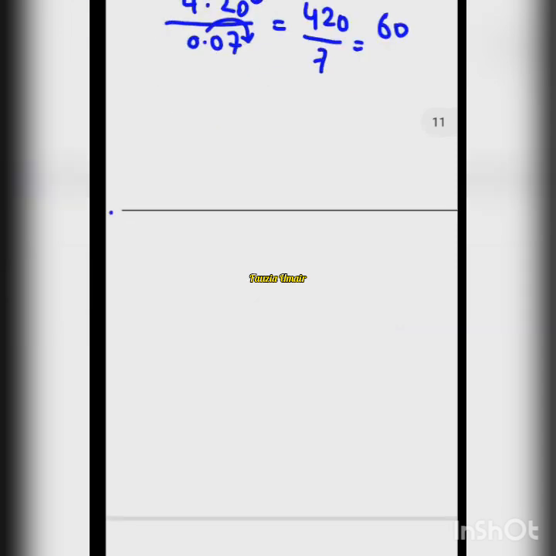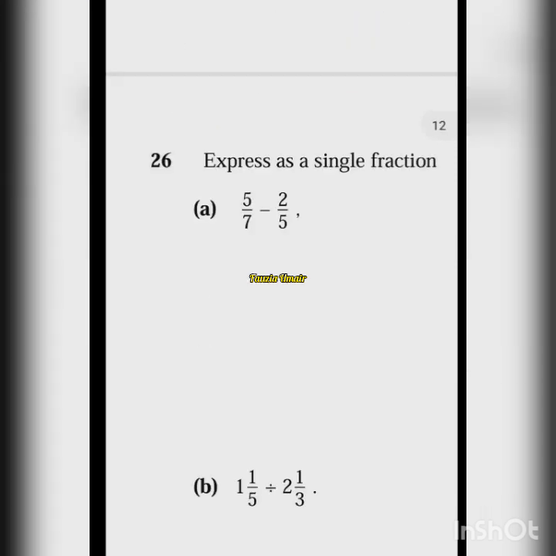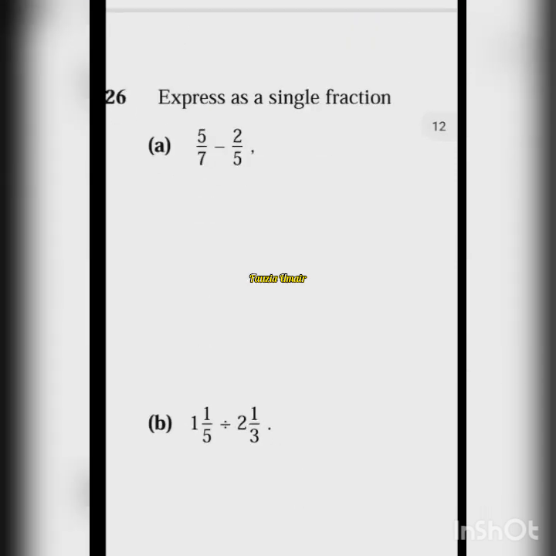So next question is, express as a single fraction. So what to do? Denominator same and subtraction. Denominator same. So LCM is 35. So 25 minus 14, what will be the final answer? 11 by 35. This is a proper fraction and in the simplest form. So that will go directly in the answer bar, right?